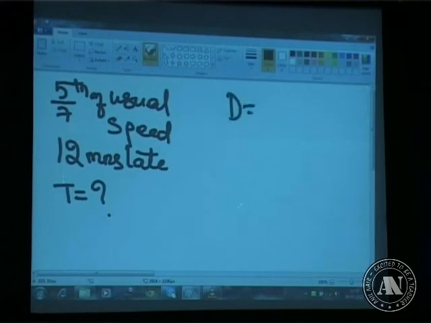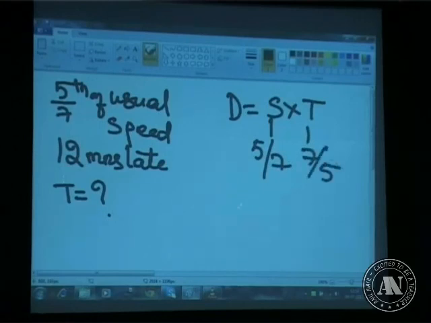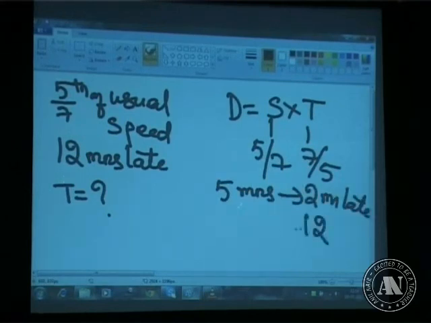Concept: D is equivalent to S into T. Speed is 5/7. That means time will become 7/5. Instead of reaching at 5 minutes, now he is reaching at 7 minutes. That means he is late by 2 minutes. I don't need 2 minutes late. I need 12. 2 sixes are 12, 6 fives are 30. Perfect square.